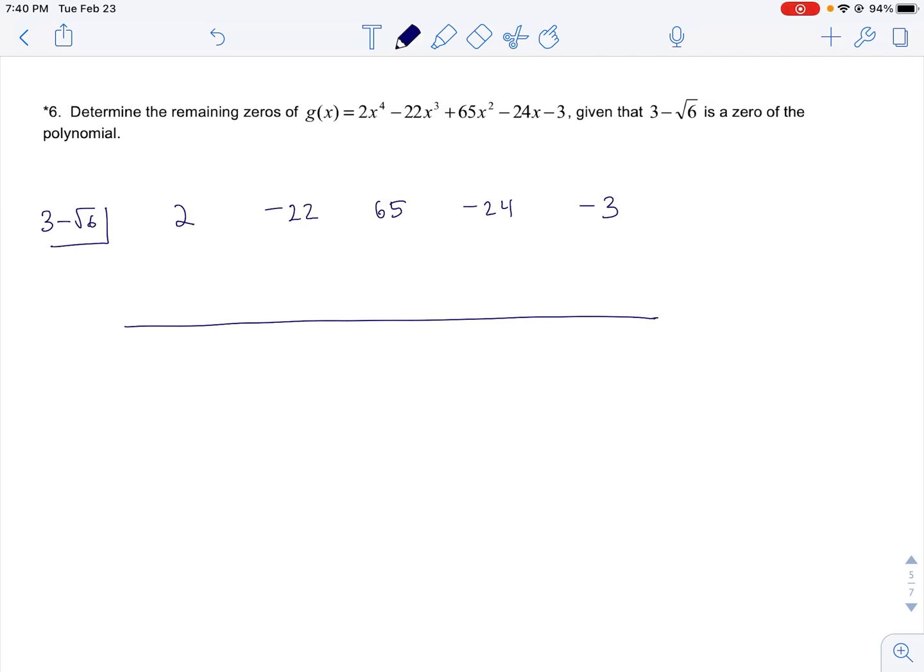Hey guys, it's Mr. Collins with kind of a preview of what we're getting into next. And this is actually a problem from the worksheet we've been working on Monday and Tuesday in class. It's a problem I didn't get to. It was kind of a bonus problem. You can see I have a star next to number 6.